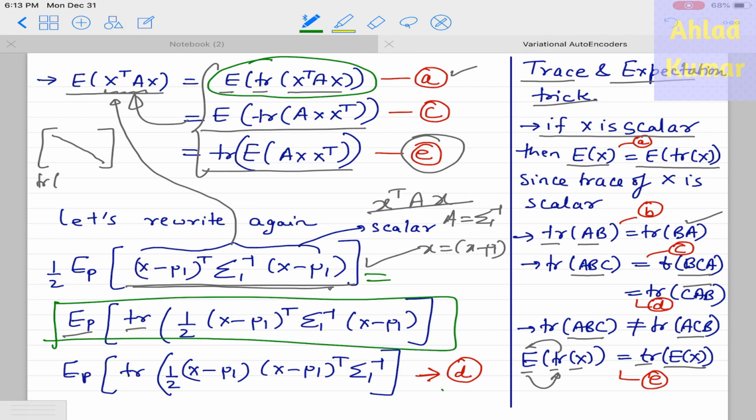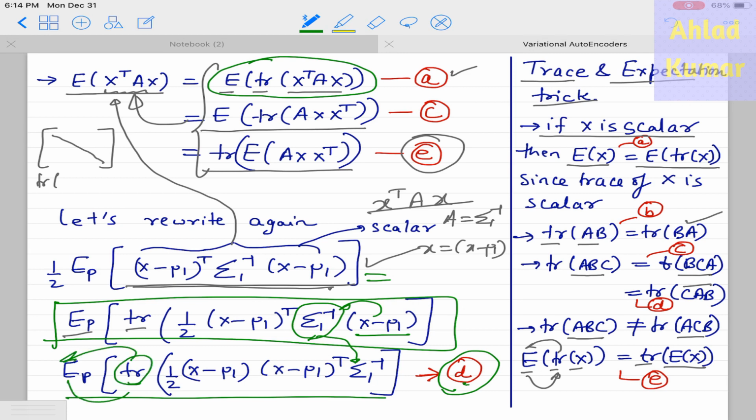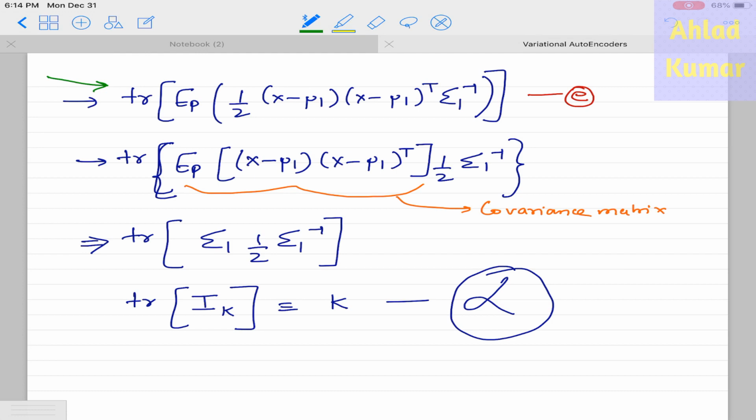And next we will be using the identity D to move this sigma 1 outside and bring this X minus mu 1 to this side. So this is basically by making use of identity D. Now once this is done, we can use the identity E to move trace outside and expectation inside. As a result, this expression results, and what you can observe is that this argument is basically a covariance matrix, and that can be represented using sigma 1, and this already we have as 1 by 2 sigma 1 inverse. So sigma 1 and sigma 1 inverse cancel out, resulting in an identity matrix of k dimension.